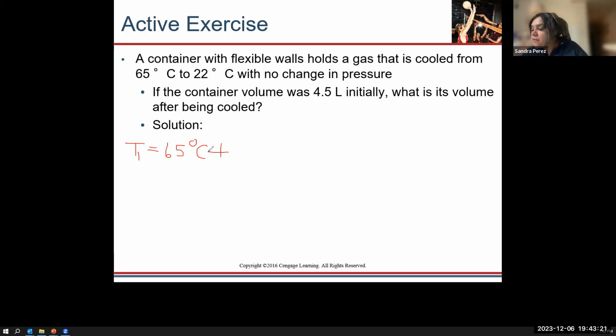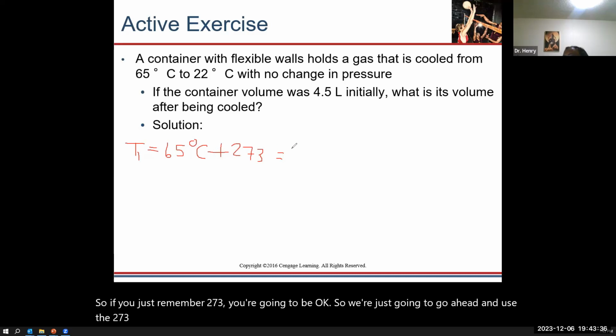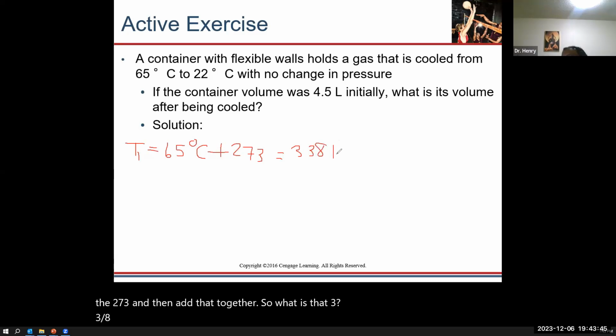Is it the 273.15? That's right. If you just remember 273, you're going to be okay. So we're just going to use the 273 and add that together. So what is that? 338 Kelvin. Then our T2 is going to be 22 degrees Celsius, and we're going to add that same value.